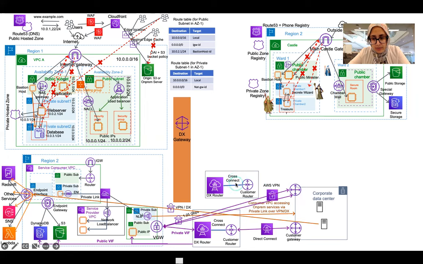So I'm just adding another Direct Connect location, another corporate data center, and now this corporate data center, through the customer router, through the DX router, through the private VIF, is reaching this VPC in this region.